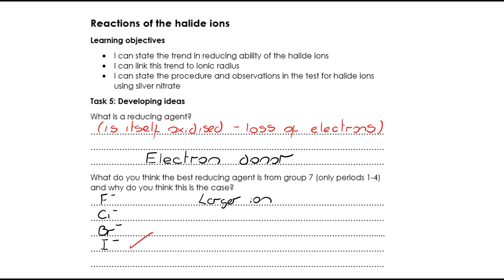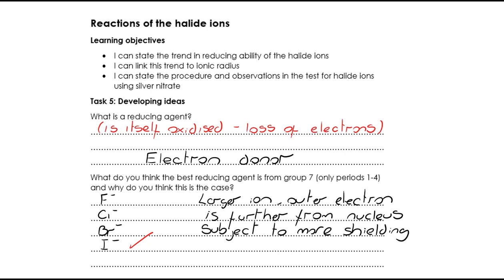So we're going to begin by looking at the fact that the iodide ion is larger. If it's larger, the outer electron is further from the nucleus. And it's also subject to more shielding. We're seeing these similar themes coming through again and again. Now, if the outer electron on an iodide ion is further from the nucleus and subject to more shielding, then it's going to be more easily lost. If it's more easily oxidized, that makes it a better reducing agent.